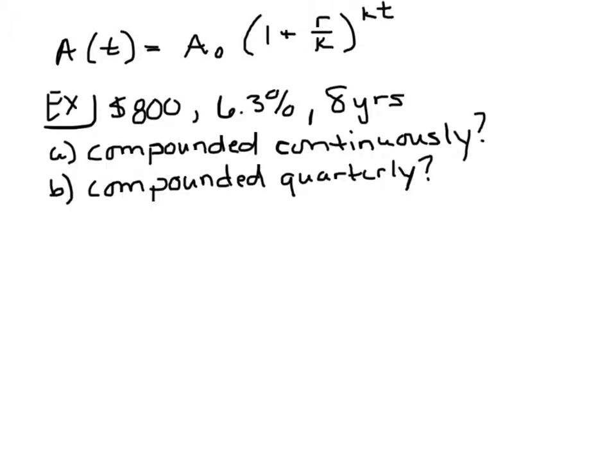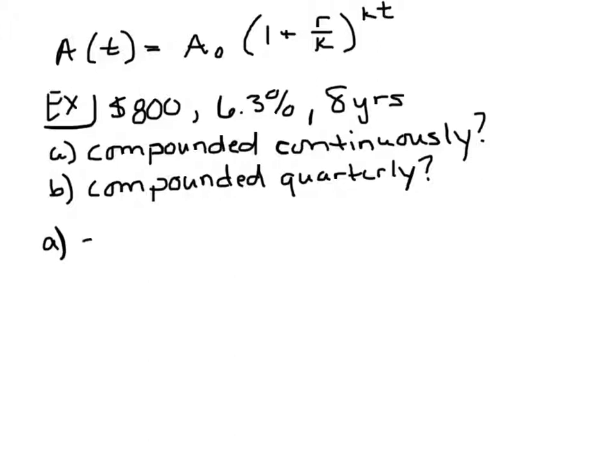So let's say we're investing $800 at 6.3% for 8 years. We want to know how much is going to be in the account if A, it's compounded continuously, and B, if it's compounded quarterly. Again, this is an Algebra 2 problem. There's actually no calculus in this problem. It's just now you know where that compounded continuously equation comes from. So let's look at this.